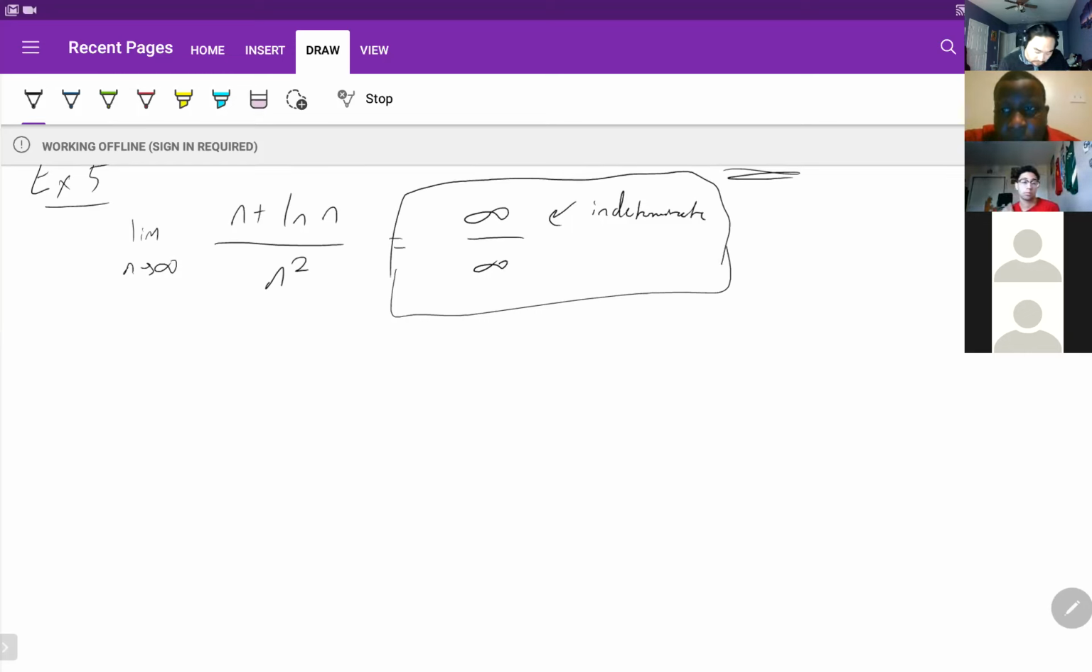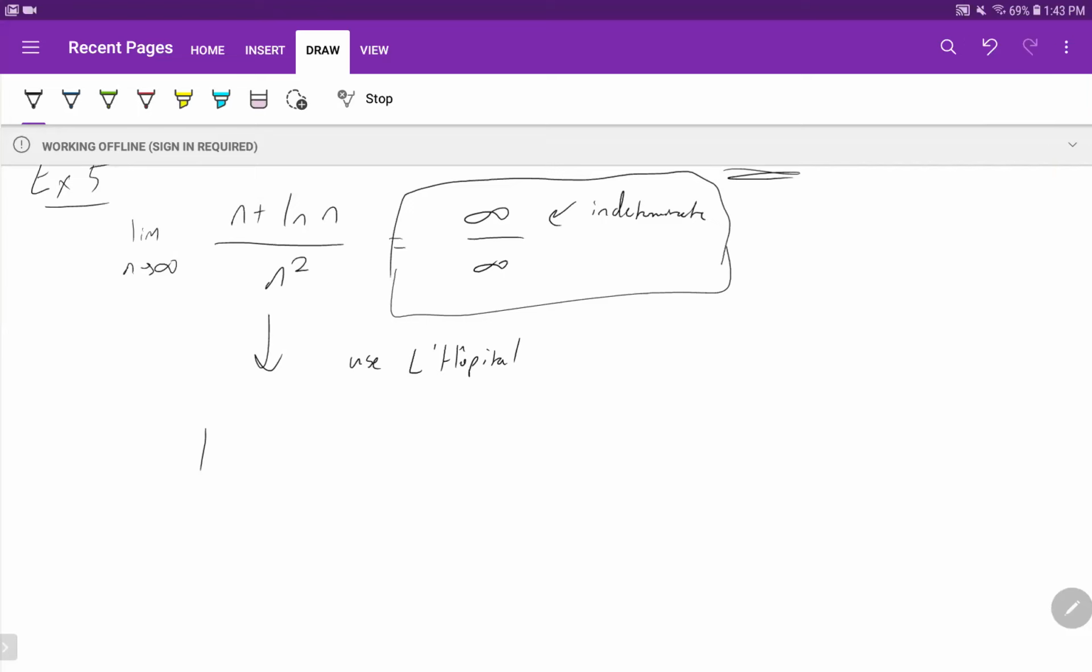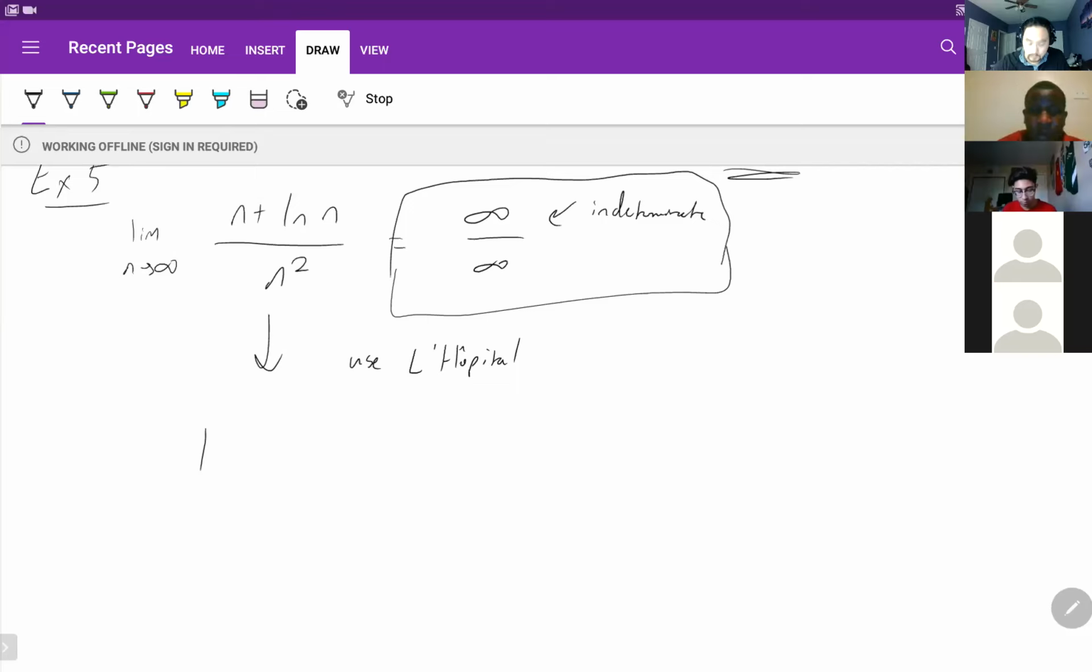Okay, so we use L'Hopital, and we get 1. You guys are familiar with L'Hopital's, right? I know some teachers may have skipped it because of the quarantine and stuff. But if you don't know what it is, definitely look it up and learn how to do it. So you use L'Hopital's, you get 1 plus 1 over n in this case, over 2n.